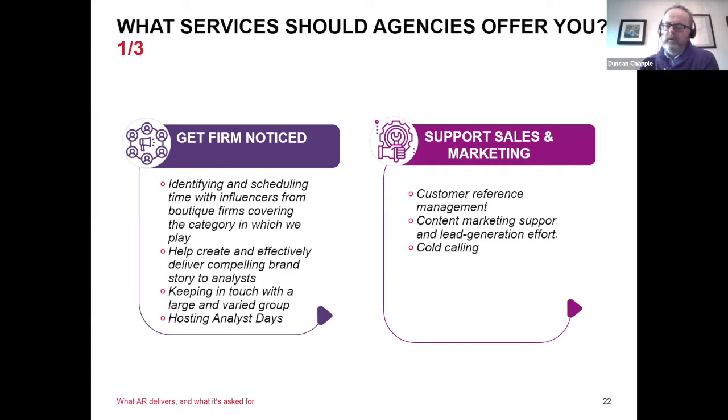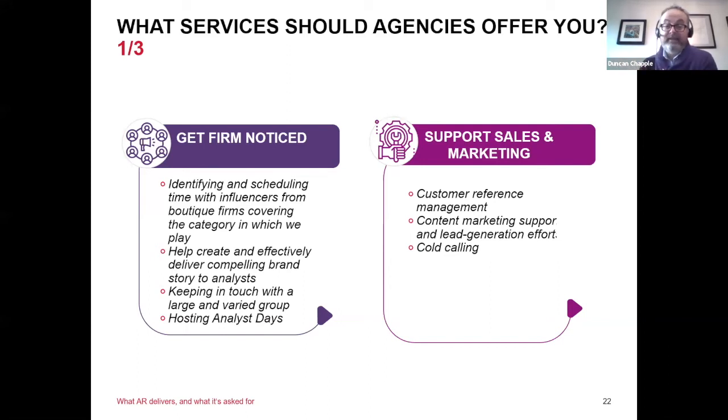So what could agencies do better? What do buyers of analyst relations services, in-house analyst relations people, what do they think that agencies could be doing differently or doing better or just doing? So top thing is getting noticed through analyst interactions. Yeah. So partly through the mechanics of those interactions, and partly through developing a narrative which makes those interactions possible.